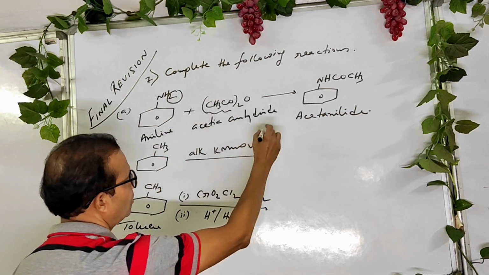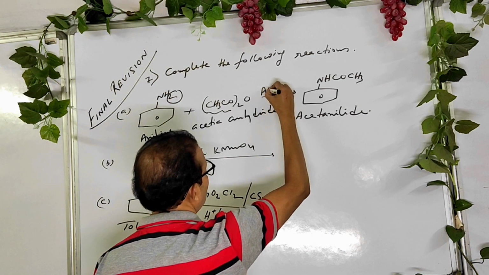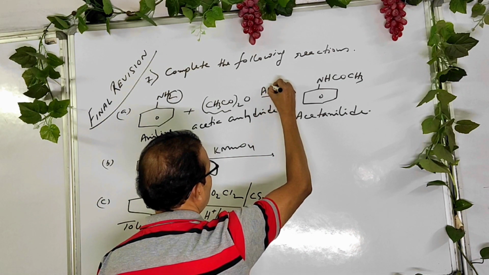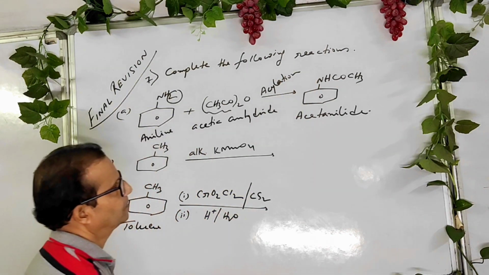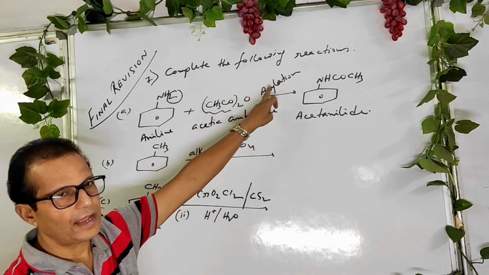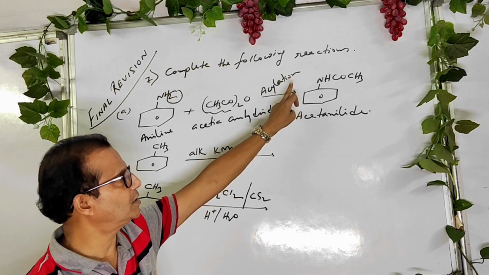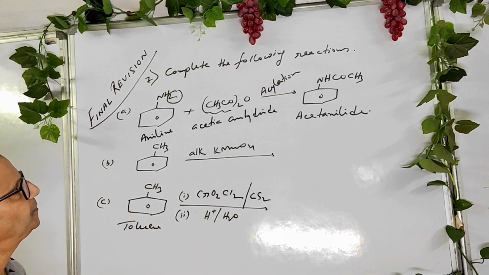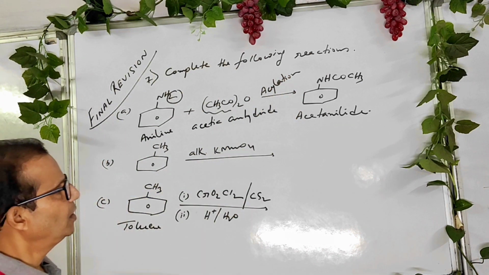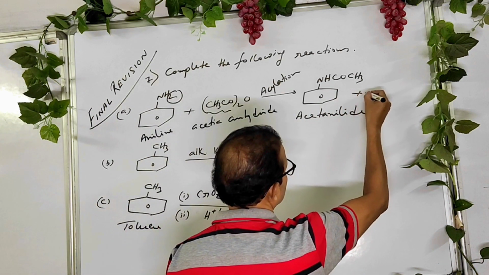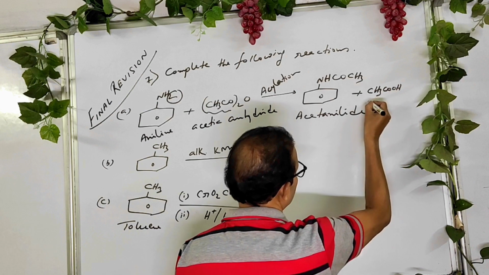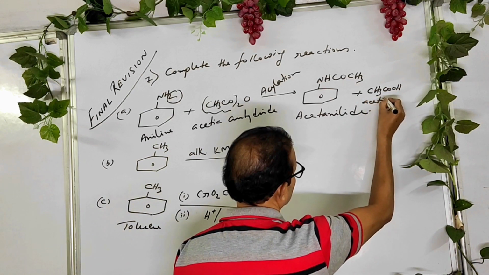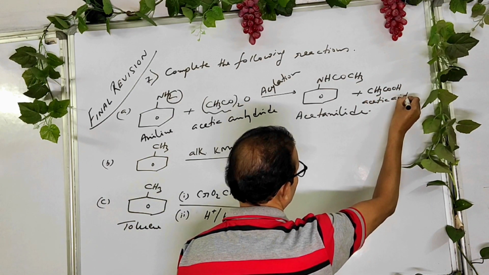The reaction is called acylation, or acetylation. Sometimes it is called acetylation reaction. And the byproduct is CH3COOH, acetic acid is the byproduct.